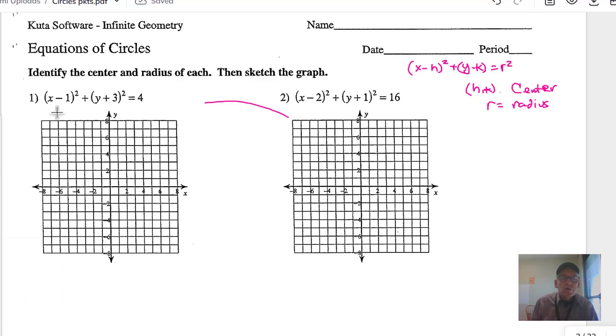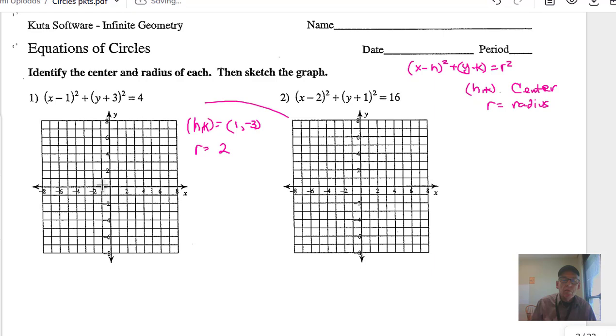So here, a good habit is to identify the h and the k and the radius from the equation whenever you can. So x minus 1 is an x coordinate of +1. Y plus 3 gives us a y coordinate of -3 for the center. So the center of that circle is going to be at 1, -3. Notice it's the opposite of these numbers in the parentheses. And r is going to be the principal square root of 4, which is 2.